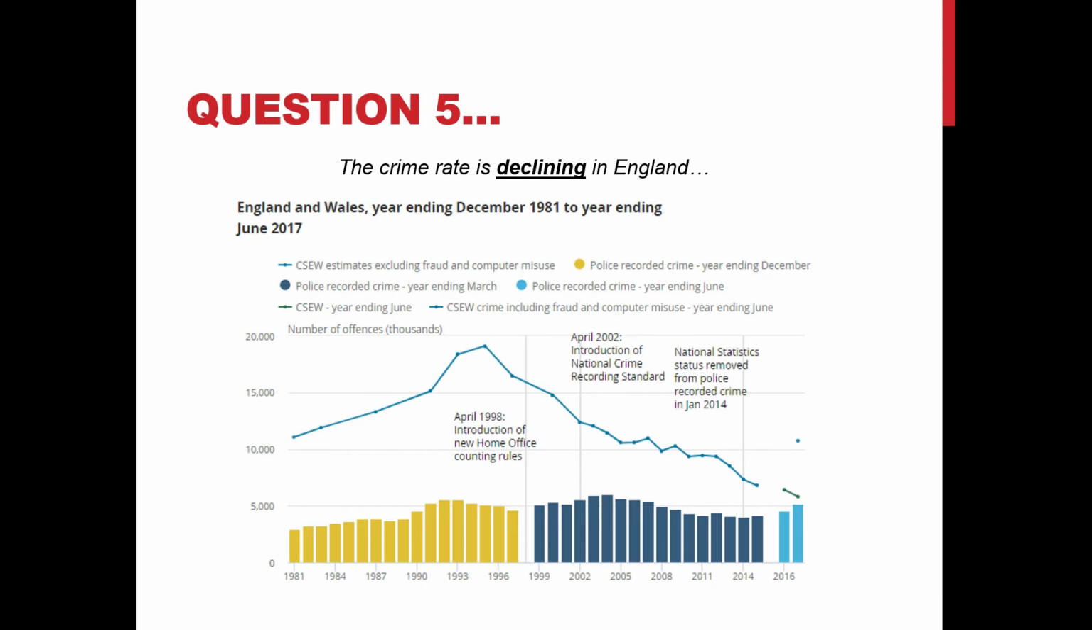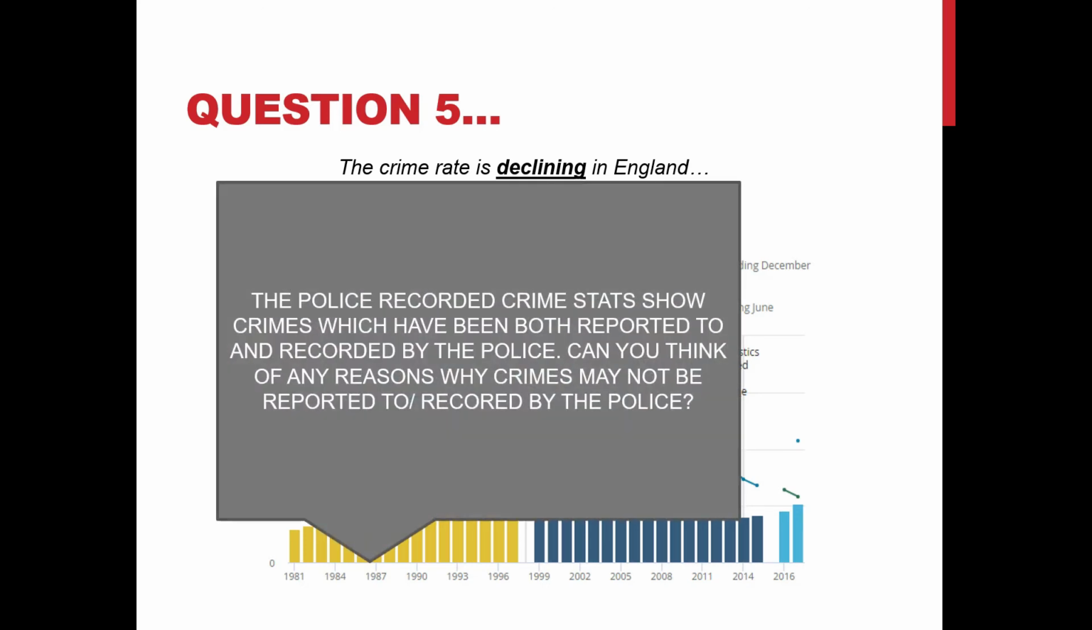Question 5 asked whether or not you think the crime rate in Britain is going up or down. Data shows that the crime rate is declining, and we can see here some official data being represented on the graph, which shows that overall trend of a decline. So police recorded crime, official data shows that crimes which have both been reported and recorded by the police might be coming down. Have a think whether or not you can come up with any reasons as to why crimes might not be reported to or recorded by the police.